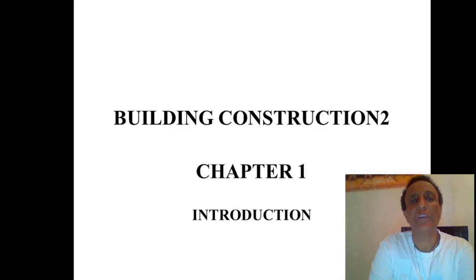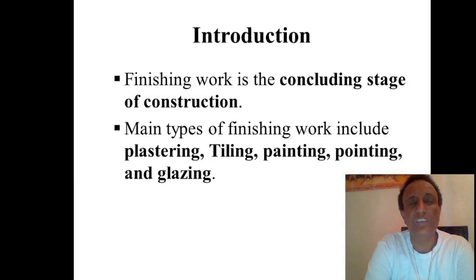Welcome back. Last time we have seen about the course outline. Now we will see the chapter 1, which is introduction. Finishing work is the concluding stage of construction. It involves tasks such as installing exterior and interior finishes, adding decorative elements, and ensuring the functionality and aesthetic of the space. The quality of the building depends upon the quality of its execution during finishing work. It focuses on adding finishing touches to the structure.